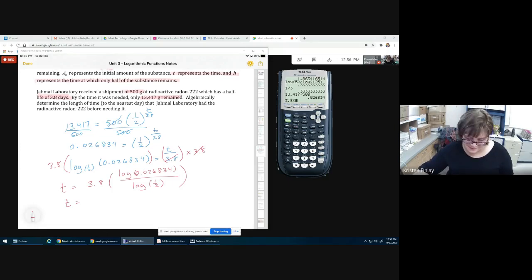3.8 times log of 0.026834 divided by log of 1/2, which is 0.5. And I need to close that. I'm sorry about all those brackets. And when we do that, we get 19.835. So that's the time. That means sometime on the 19th day.